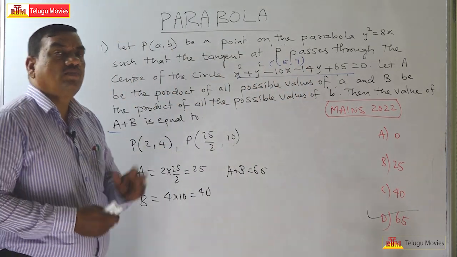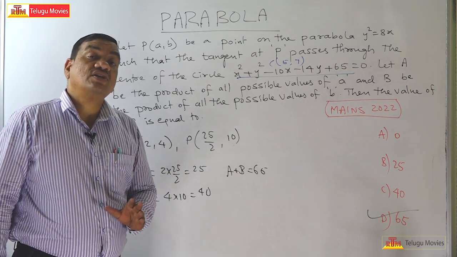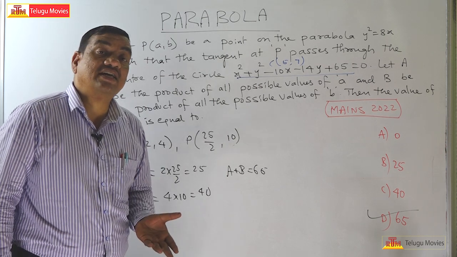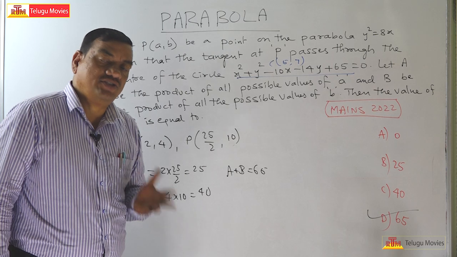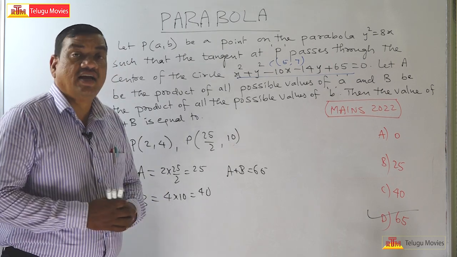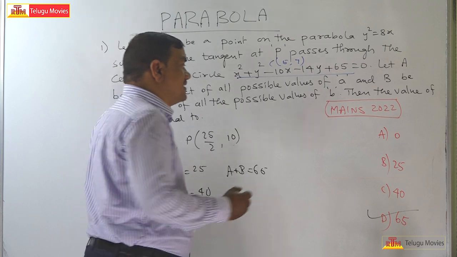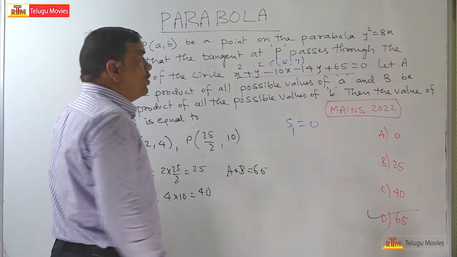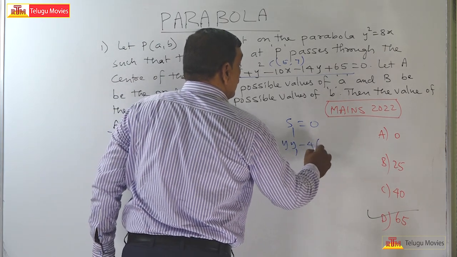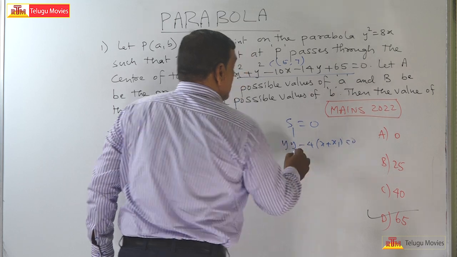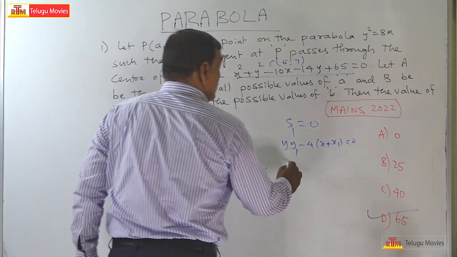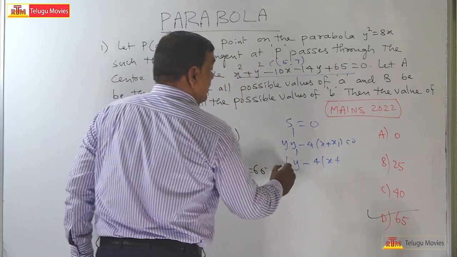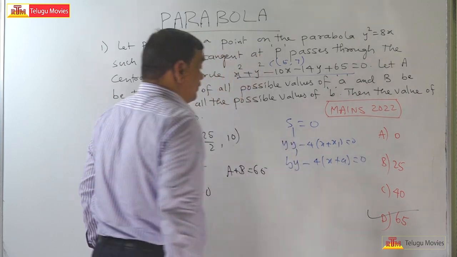Very, very easy problem. If you take the equation of the tangent in the parametric form, that is yt is equal to x plus at square, the problem will be easy. If you didn't get that idea, you can solve this problem by taking S1 is equal to 0. S1 is equal to how much? y1 minus 4 of x plus x1. Here x1, y1 are a, b. So that is equal to bb minus 4 into x plus a is equal to 0.